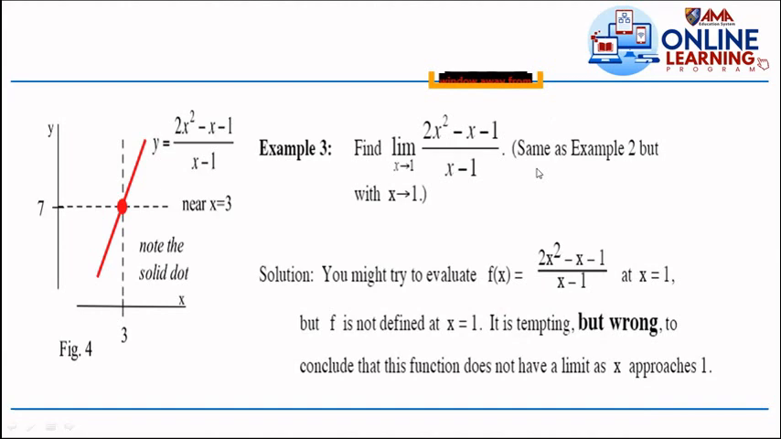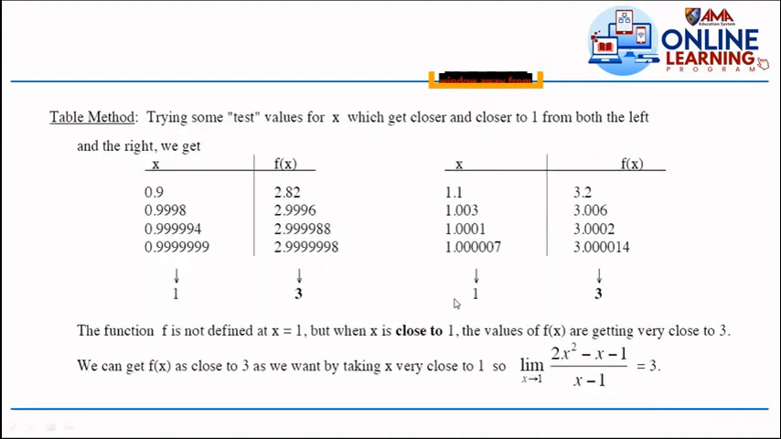Pero sabi dito, you are going to make use of table method, no? Solution. You may try to evaluate the function f of x equal to 2x squared minus x minus 1 divided by x minus 1 at x is equal to 1. But f is not defined at x is equal to 1. It is tempting but wrong to conclude that this function does not have a limit as x approaches 1. Okay? So this is now your table method.